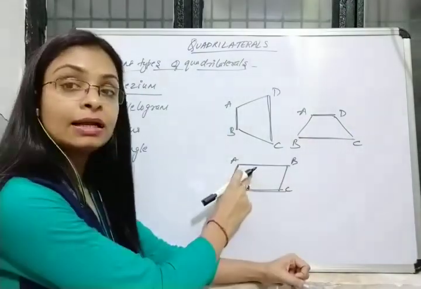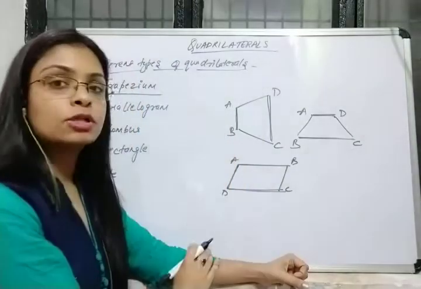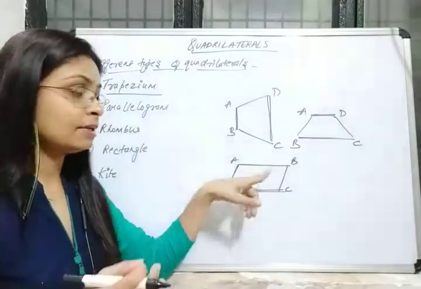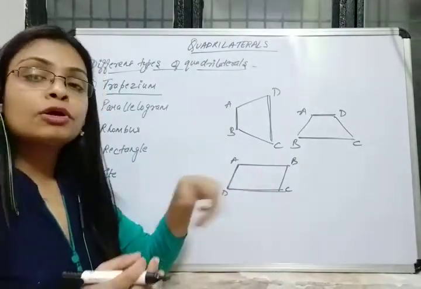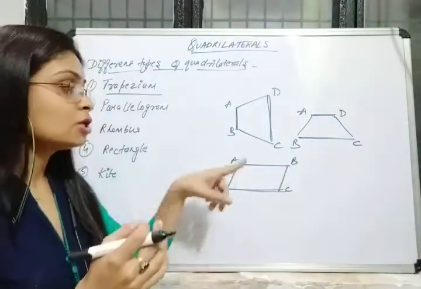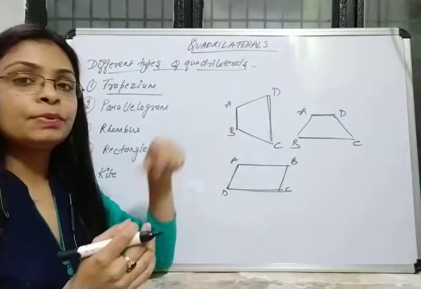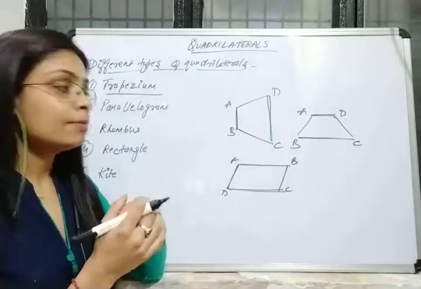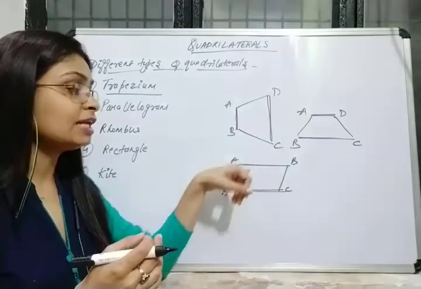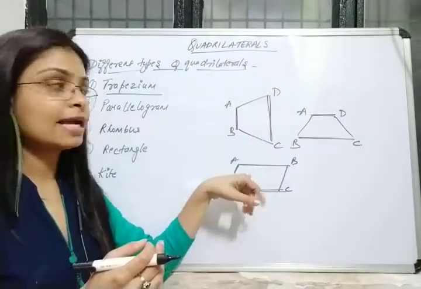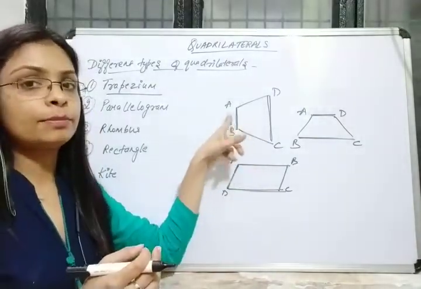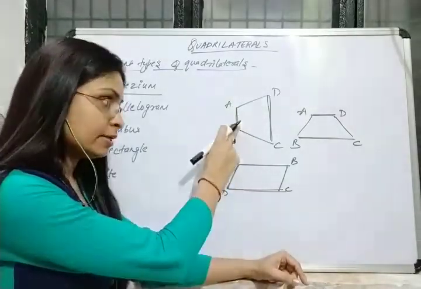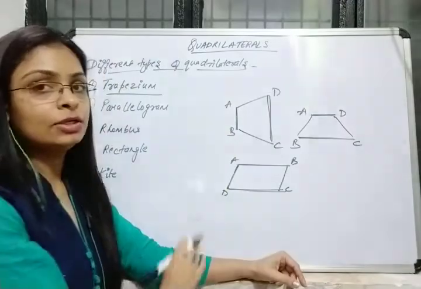A parallelogram is a trapezium also, because for a trapezium we need only one pair of opposite sides, but in a parallelogram both pairs are parallel. But a trapezium is not a parallelogram, because for a parallelogram we need both pairs of opposite sides, but a trapezium has only one pair.